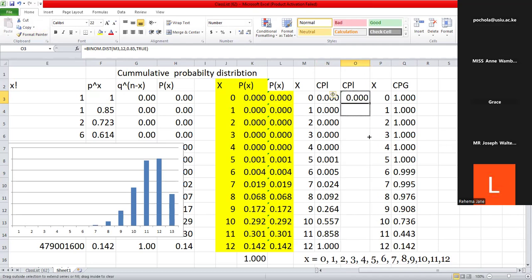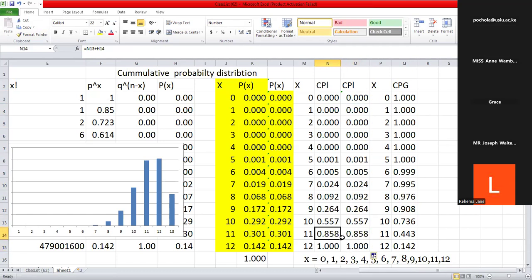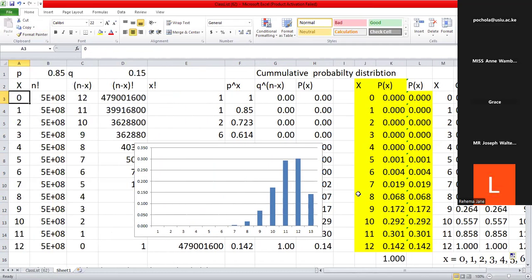I do it for all. And you can see these things here are the same. That's the only thing Excel gives. These ones, the same. So what is this binom.dist? Binom.dist is here. Let me just show you where it is. All these things here is what Excel uses.